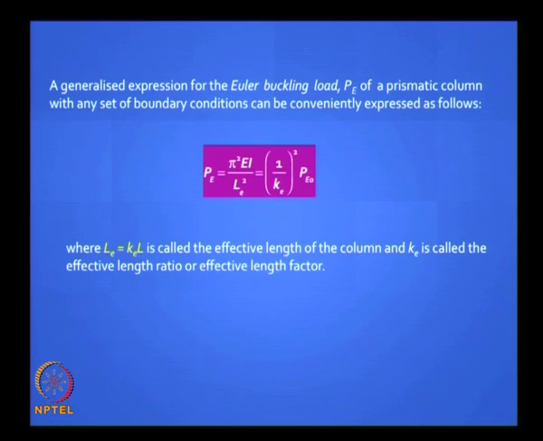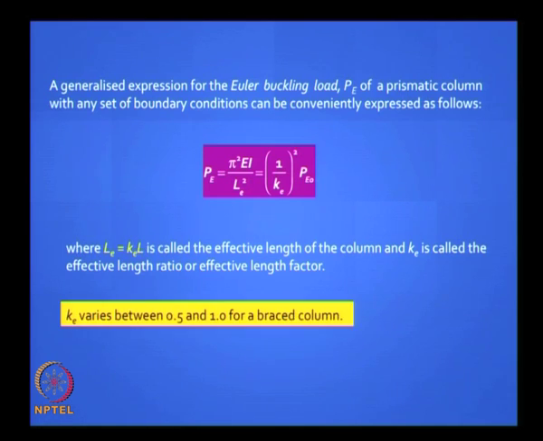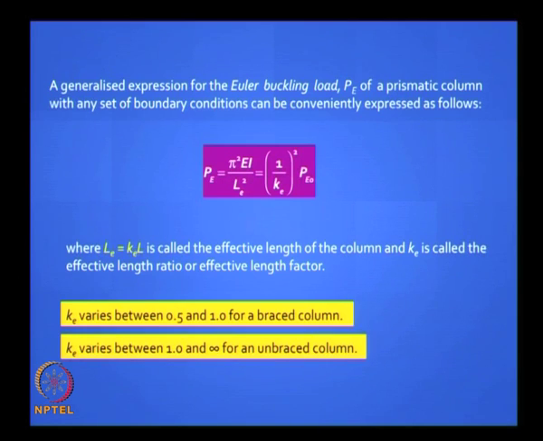So your generalized expression is given like this, okay. You put LE squared at the denominator, pi squared EI by LE squared, or you can write it as 1 by KE the whole squared PE naught, and you will find that KE is less than 1 for a braced column. When you have both ends pinned, it is 1. When both ends are fixed, it is the lowest value of 0.5, and when you have an unbraced column, you can have any value between 1 and infinity. You will have 1 when you have a guided fixed support at the top and fixed at the bottom. In a cantilever it is going to be 2, and when do you get infinity?